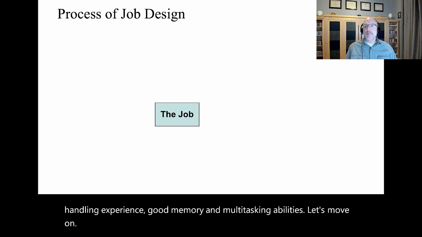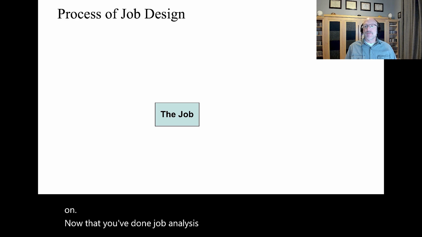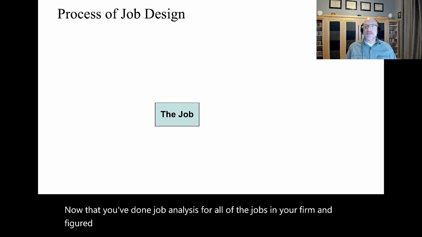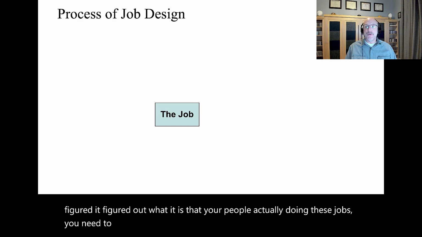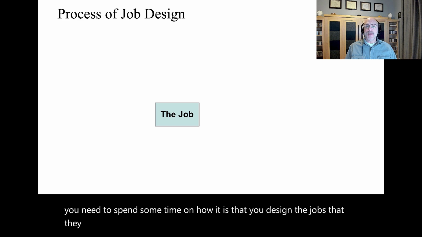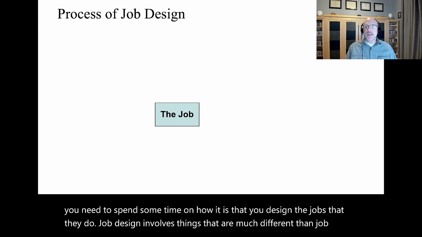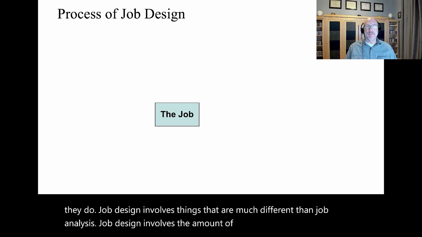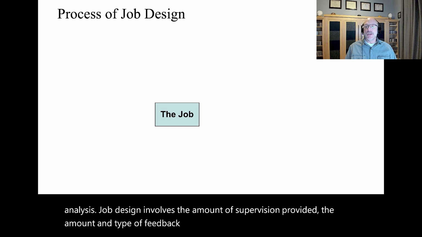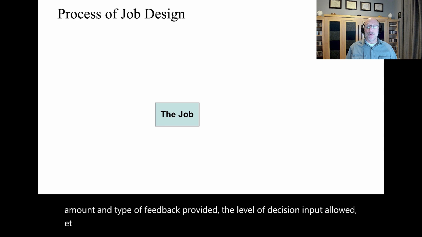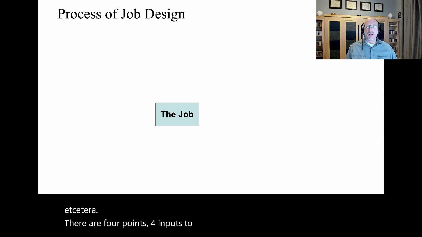Now that you've done job analyses for all of the jobs in your firm and figured out what it is that your people actually do in these jobs, you need to spend some time on how it is that you design the jobs that they do. Job design involves things that are much different than job analysis. Job design involves the amount of supervision provided, the amount and type of feedback provided, the level of decision input allowed, etc. There are 4 inputs to consider for job design.